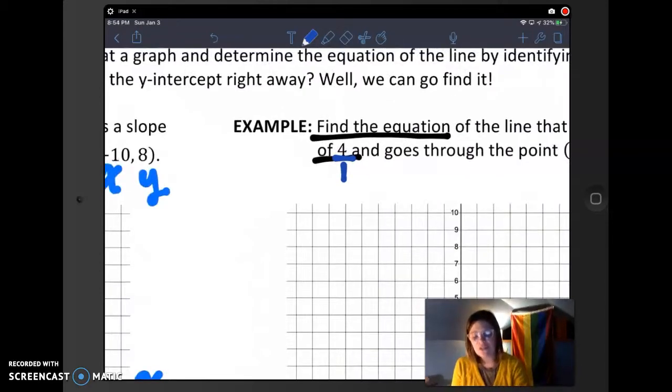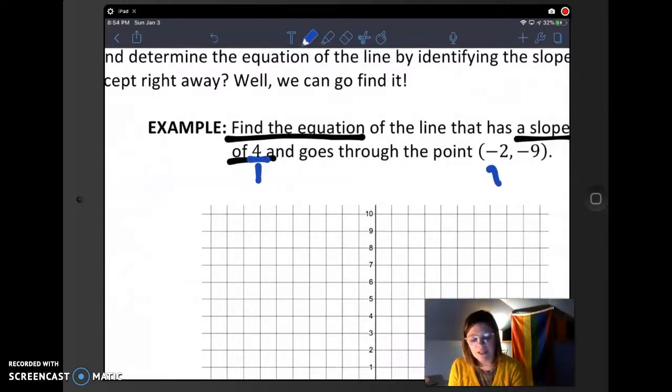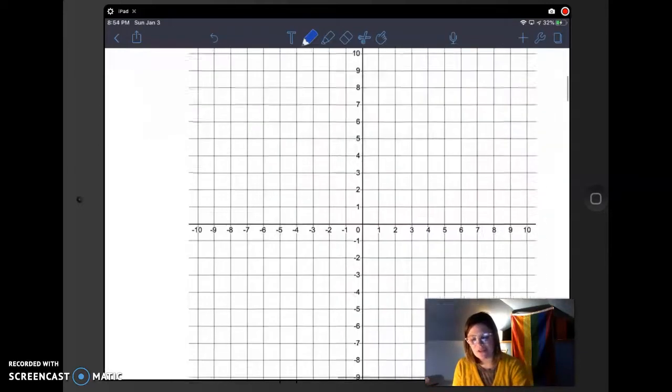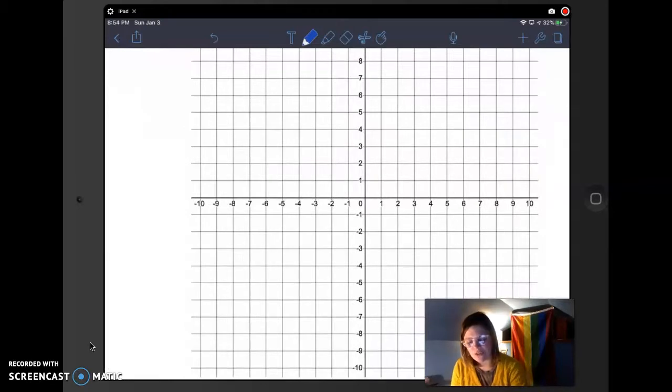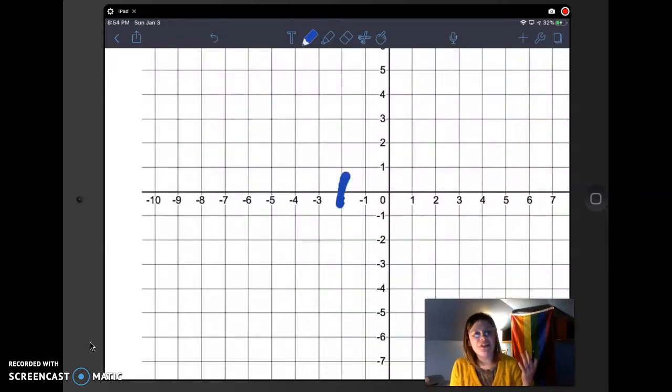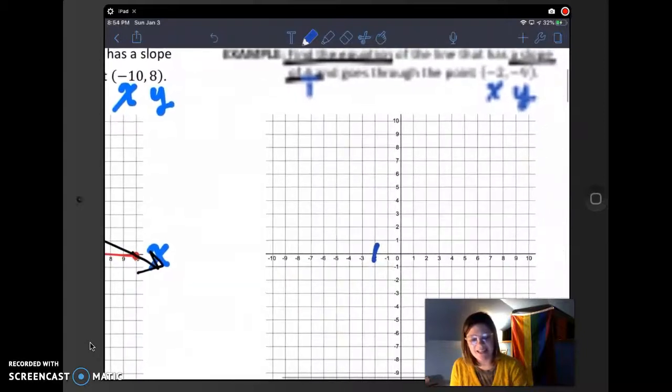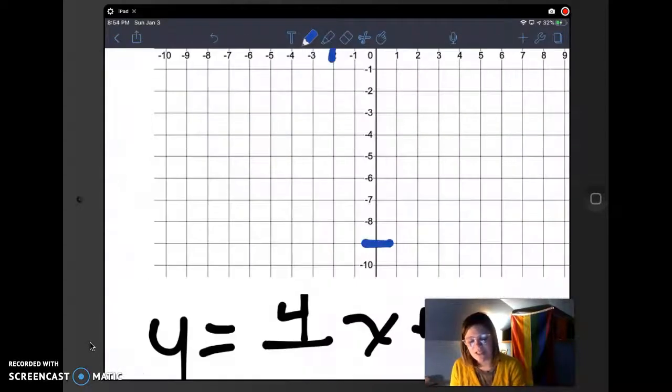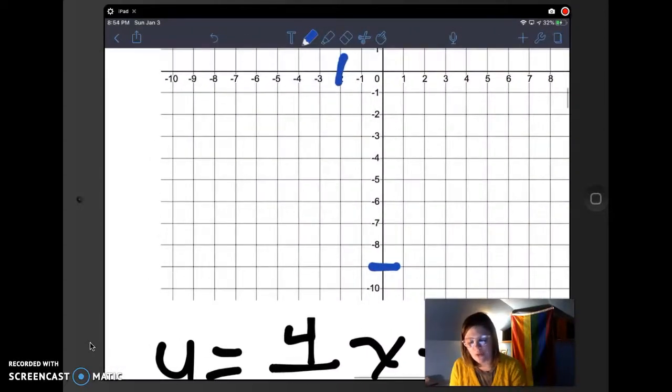All right, and it goes through the point (-2, -9). So don't forget, the first number of these is the x. The second number is the y. So the x is -2, and the y is -9. So you go down to the -9 on the y. And where those two grid lines meet is our point.